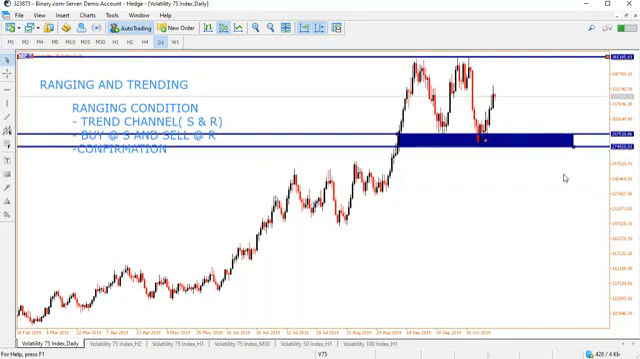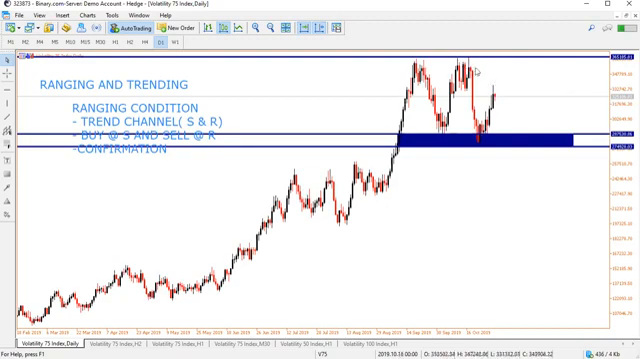So this is a support zone, right? This is a resistance line, a support line, another support line, two support lines. They make up a support zone, right? And here I said that ranging markets are contained in a trend channel. What we see here is a trend channel. So a trend channel consists of a support and a resistance, right?